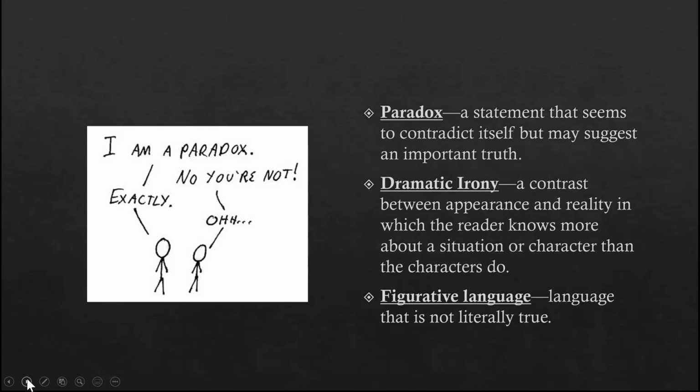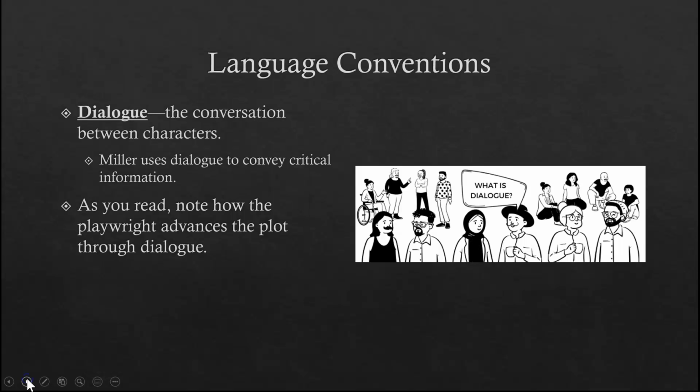Dramatic irony is a contrast between appearance and reality in which the reader knows more about a situation or character than the characters do. So we know something that the characters do not. So maybe we saw a private conversation, maybe we observe something that the rest of the characters did not, so we know how something is going to turn out, but they don't know, and so they act accordingly. And you also have figurative language. There's a variety of figurative language that can be present, but this is language that is not literally true.